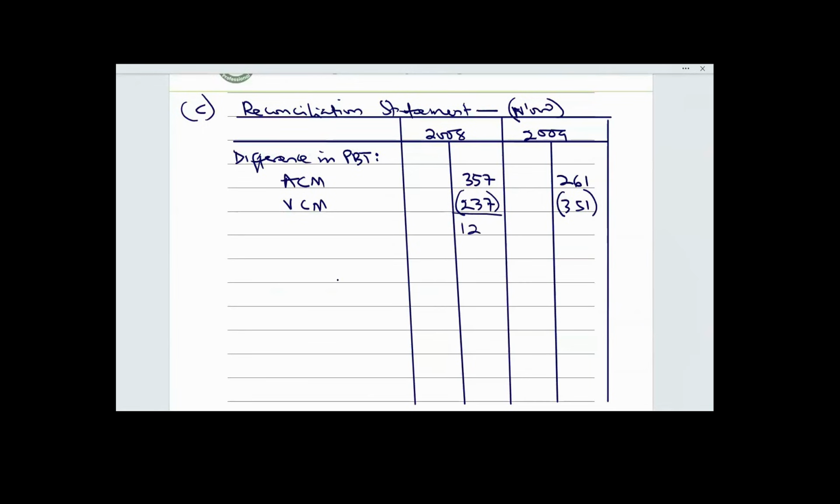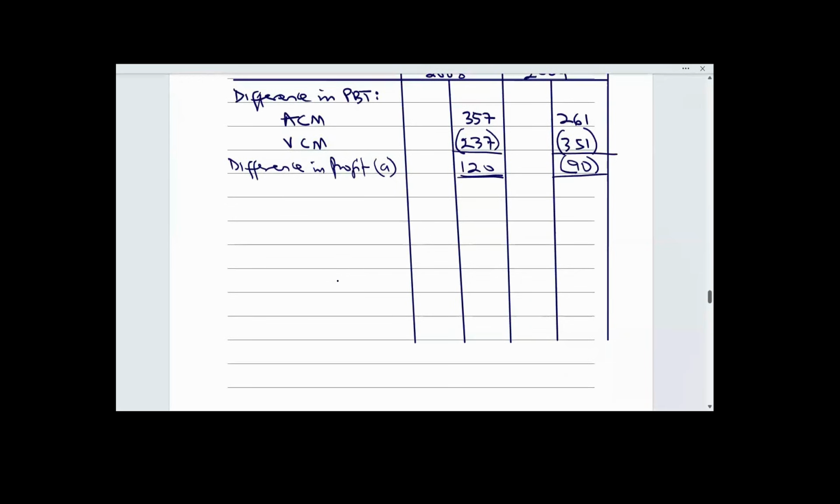Here will be 120. Then here will be 90, right? Minus 90. So yes, this is the difference in profit, A. Then we need to find the difference in stock valuation.